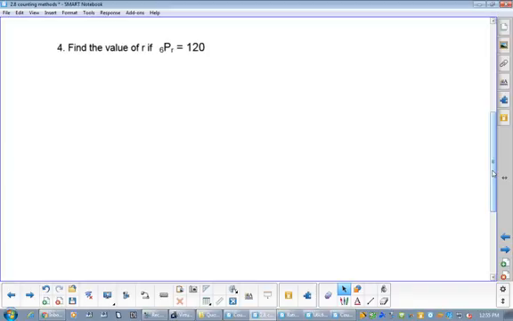Okay, last one. 6PR equals 120. I kid you not, look at this page. This is how much it takes you to do it algebraically. Okay, try it. What would it be? Now, don't yell it out.